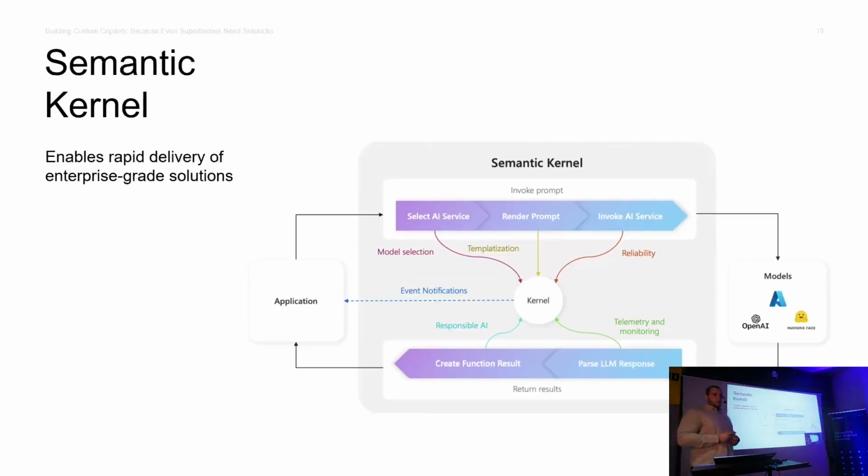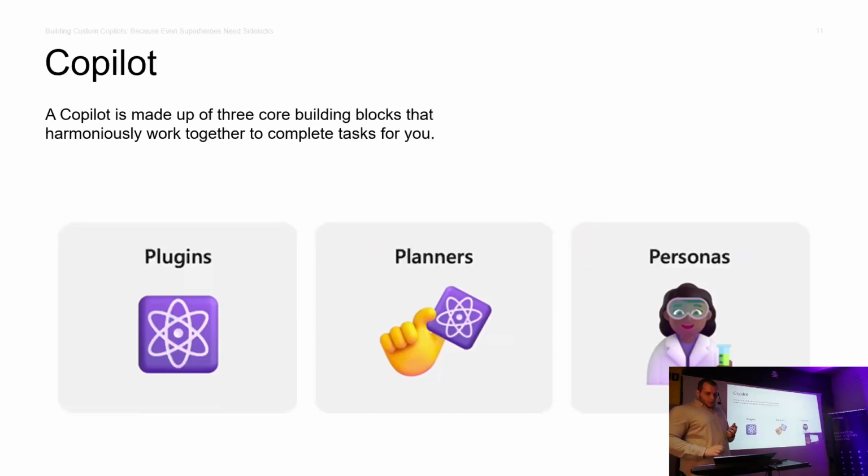This is where we can use Semantic Kernel. So think of Semantic Kernel as an SDK for working with these large language models. And what's important to note here is, if you remember anything from this presentation, it should be this slide. The Copilot will be made of 3 building blocks that will work together to complete tasks for you. And those are the plugins, the planners, and the personas. Because I said these are very important, let's take a look at each of these separately and see what role they play in your overall Copilot architecture and solution.